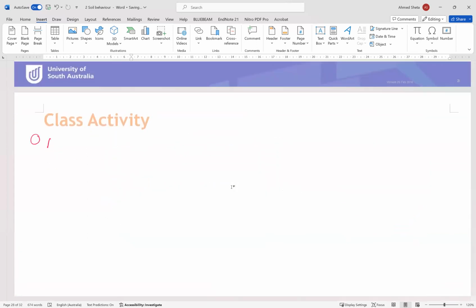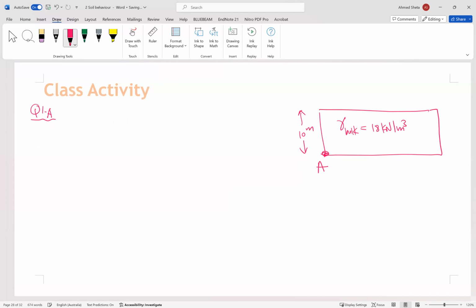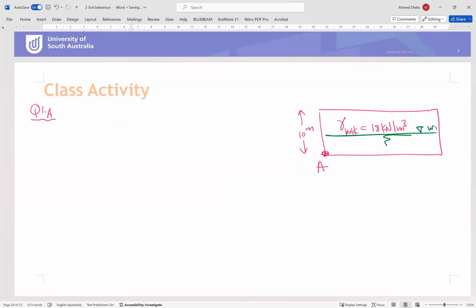So firstly, question 1a. We have a soil layer. The total height is 10 meter. And we need to find the stress at point A. The soil density is equal to 18 kilonewton per cubic meter. And it was given to us that in case 1, the first case, the water table is at height 5 meter from the top, or 5 meter from the bottom. So we need to calculate sigma dash at A.